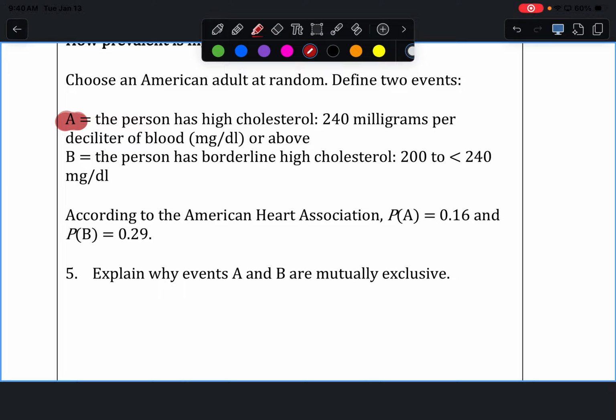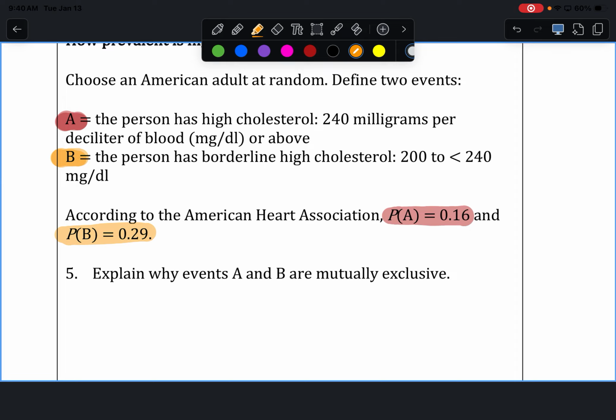So it's greater than or equal to 240. Then we have B. Event B is the person has borderline high cholesterol, which is between 200 and 240. Then it tells us, according to the American Heart Association, 0.16 of American adults have high cholesterol, and 0.29 have borderline high cholesterol. It says, explain why events A and B are mutually exclusive.